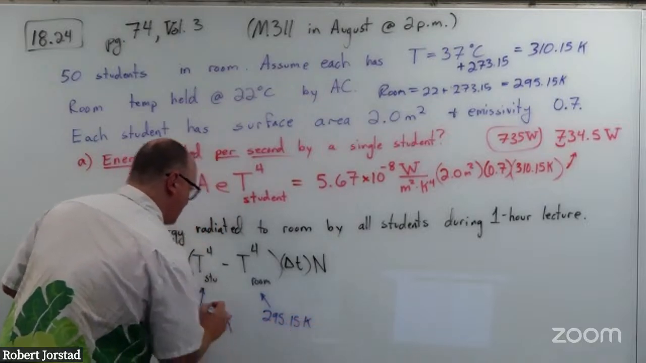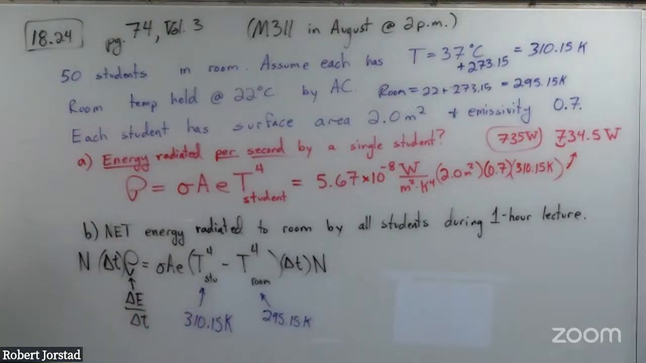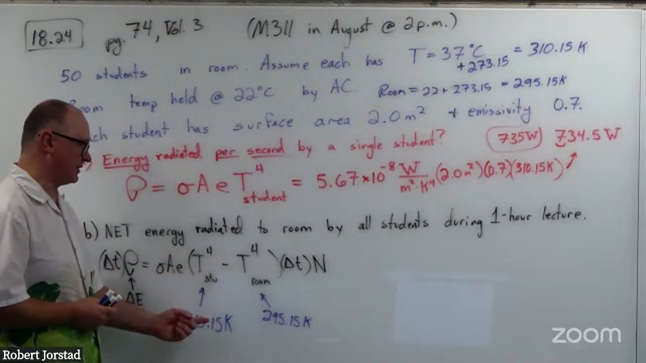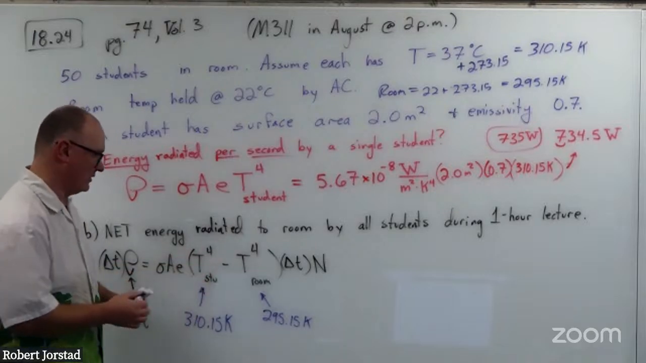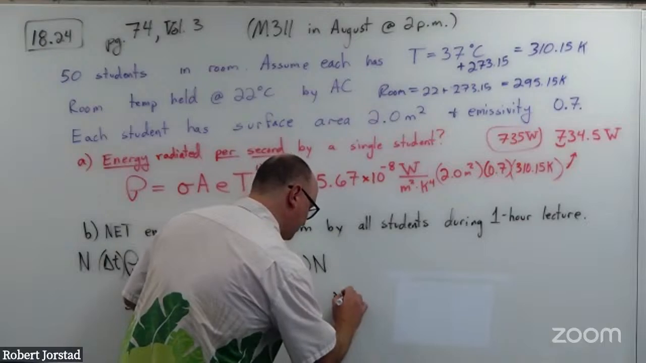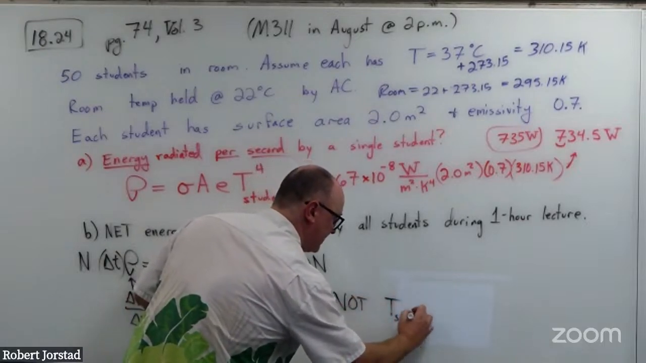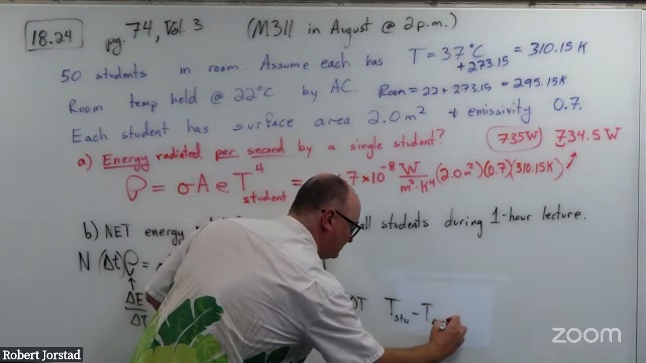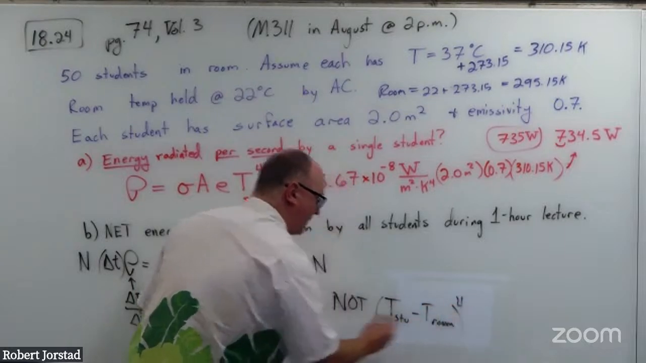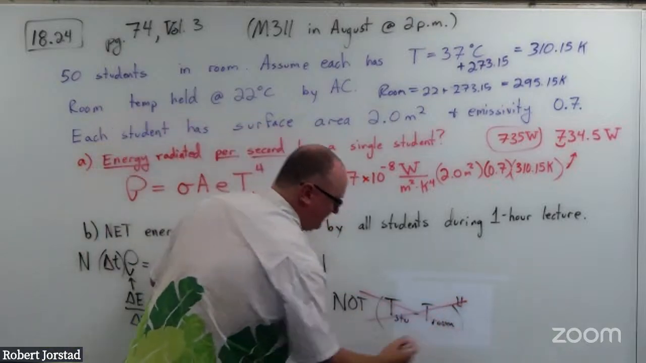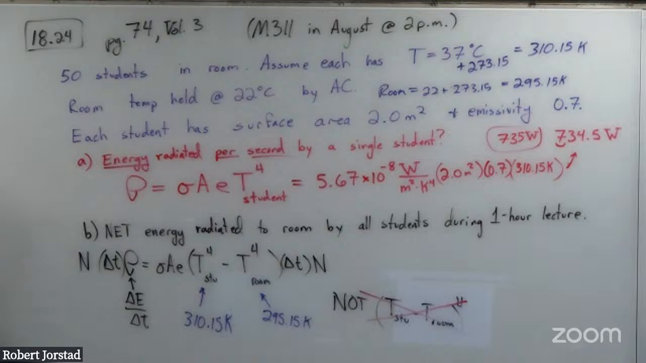Now, be careful. When you plug in the numbers, you can't just subtract the temperatures and raise that to the fourth. So you can't do T students minus T room, then raise it to the fourth. That doesn't work. Yeah, it'd be nice, it's easier, but it's wrong.